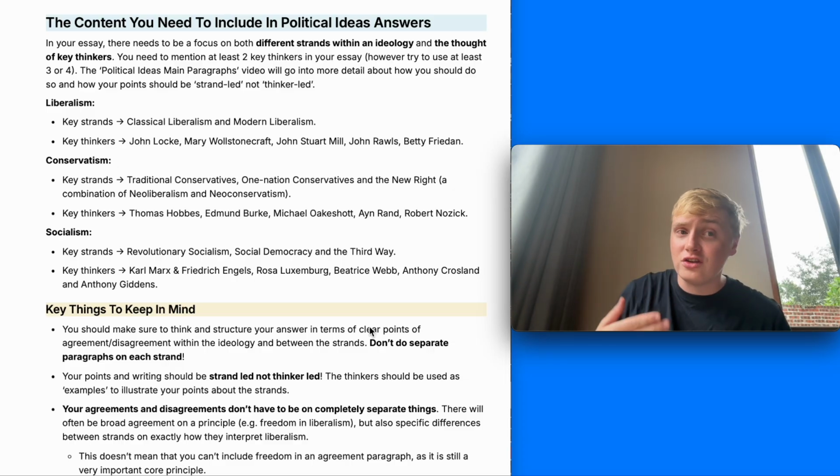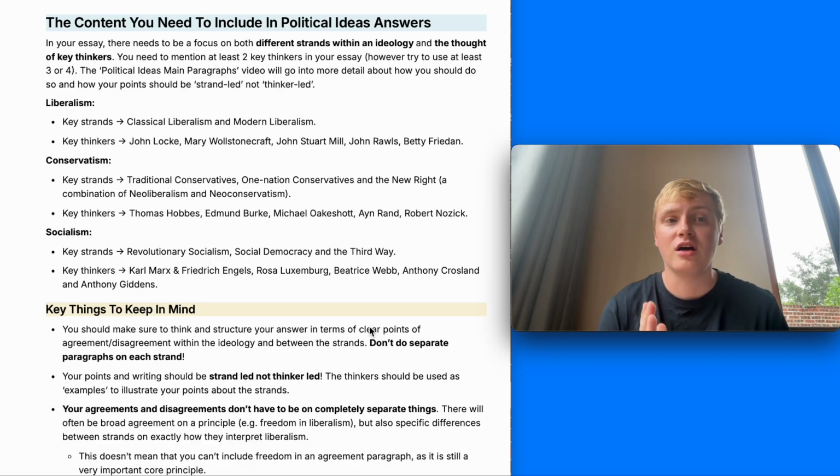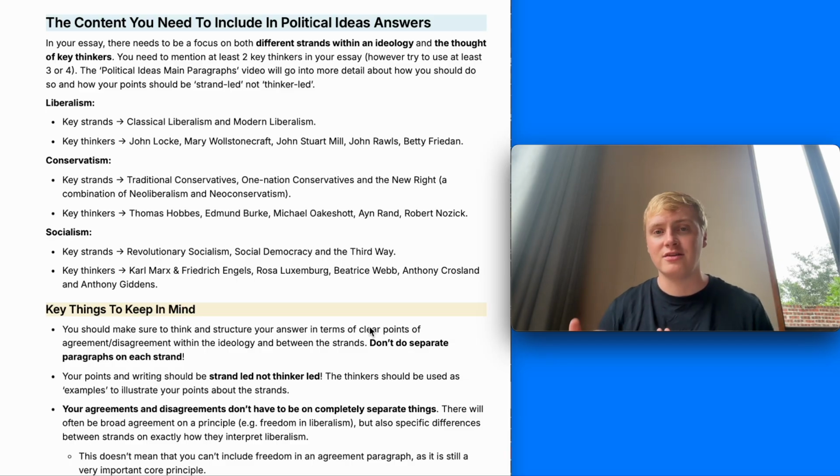So in terms of the content you need to include then, in your essay there needs to be a focus on the different strands within an ideology and the thought of key thinkers. So you need to mention at least two key thinkers in your essay. I really recommend trying to use at least 3 or 4 though in every essay.